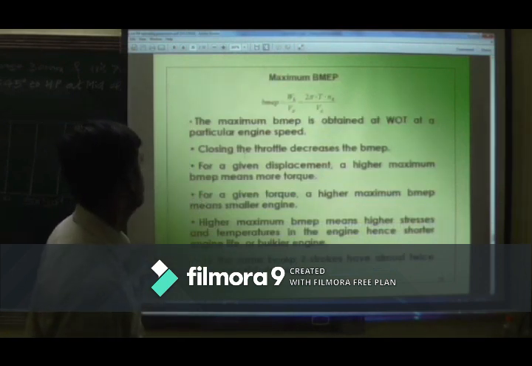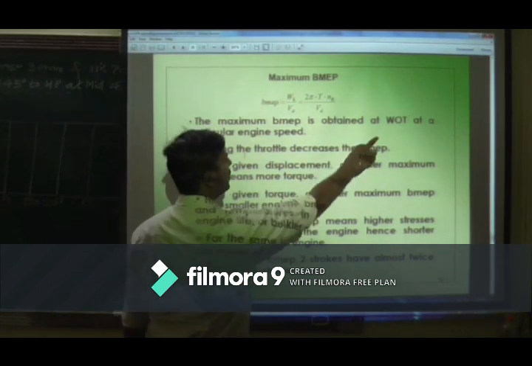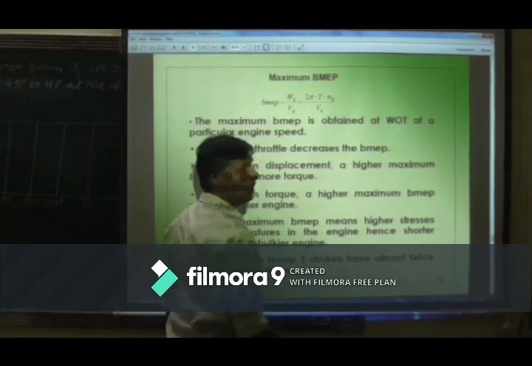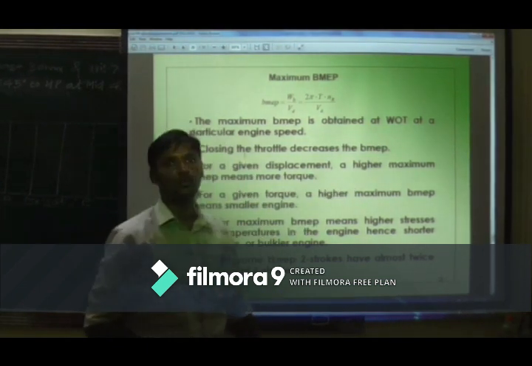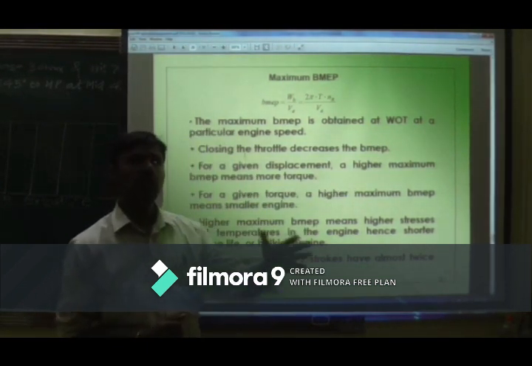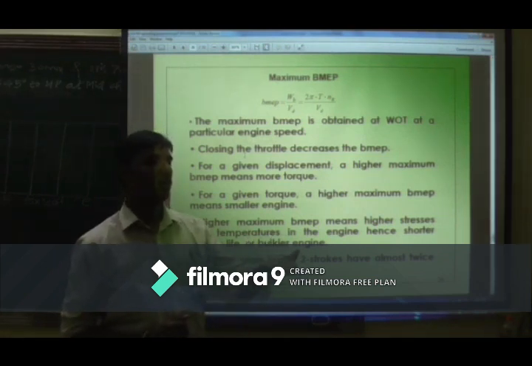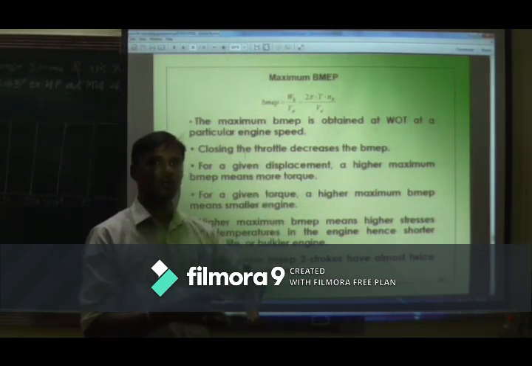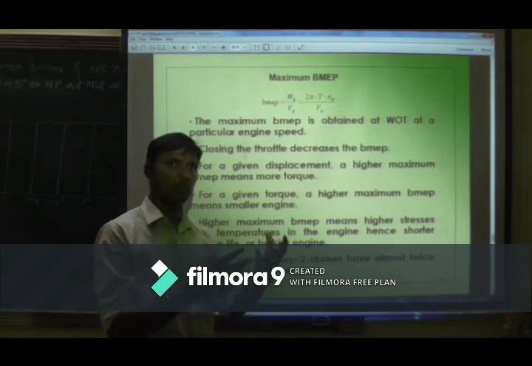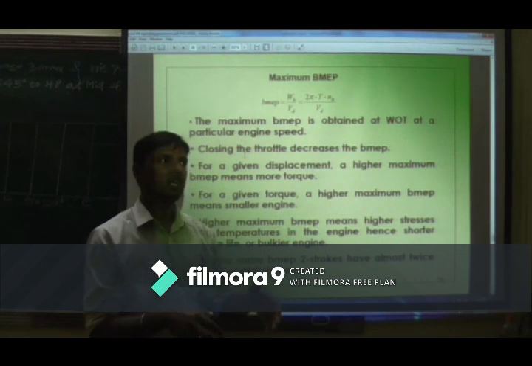The maximum BMEP is obtained at WOT. What is WOT? That is wide open throttle. We have studied the carburetor. In a carburetor there is a throttle valve. Wide open means it is 100% open. When it is 100% open, air will come in large quantity, or its highest quantity will come inside.